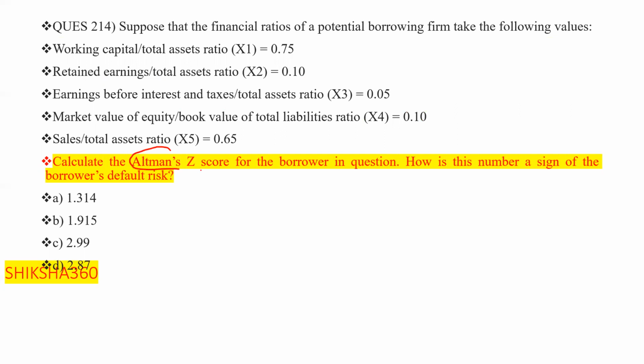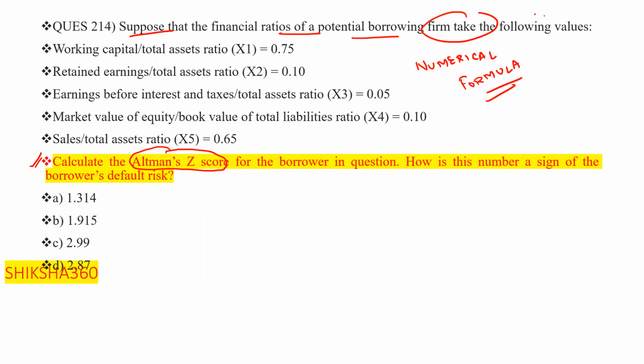You just have to write the formula. Whenever any numerical is asked, first of all write the formula and try to substitute the values in that. So here, suppose that the financial ratios of a potential borrowing firm take the following values. X1 they have given, X1 is working capital upon total asset ratio. I request all of you, please remember these values.